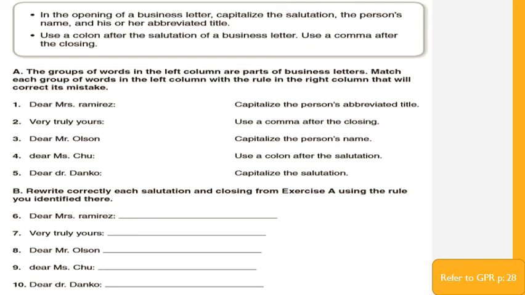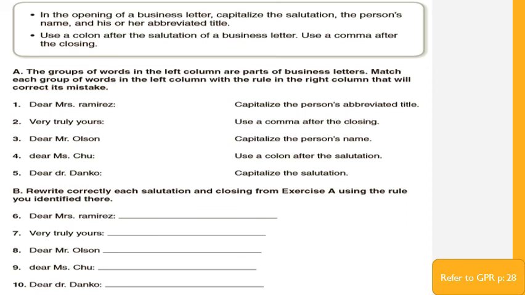For example, here, the groups of words in the left column are parts of a business letter. Match each group of words in the left column with the rule in the right column that will correct its mistake. For example here, dear Mrs. Ramirez, what should I do? Capitalize the person's abbreviated title, use a comma after the closing, capitalize the person's name, use a colon after the salutation, or capitalize the salutation. No, here I should capitalize the person's name.